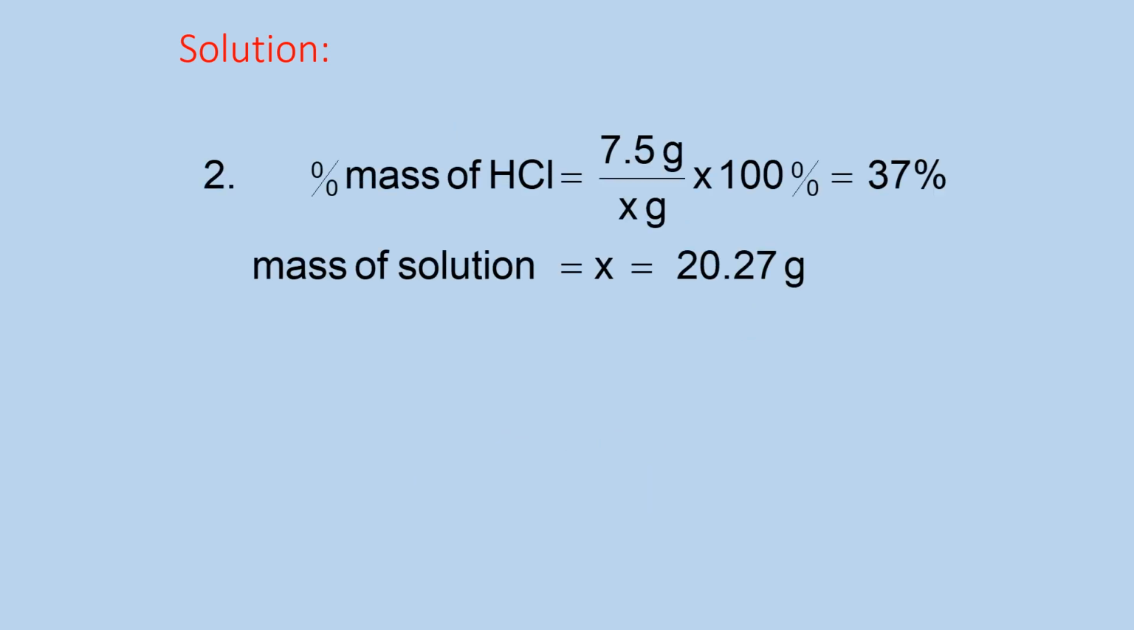Question 2, solution. Percent mass of HCl is equal to 7.5 gram from the question divided by X gram times 100%, equal to 37%. So X refers to the mass of solution, which is 20.27 gram.